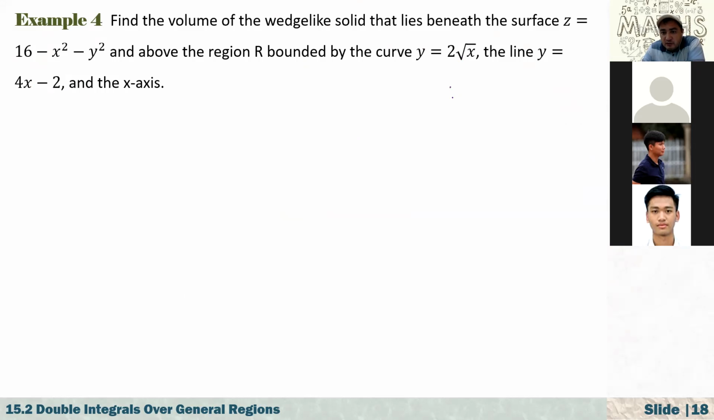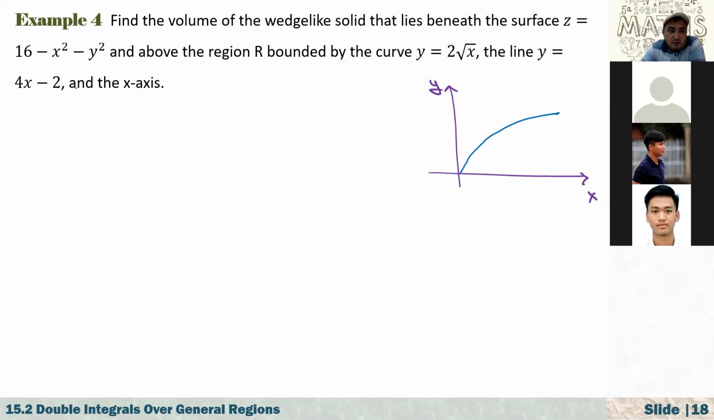So first, if you draw this region, this one is x, this one is y. Okay, so what is our y equals 2 times square root of x? This curve is something like this.